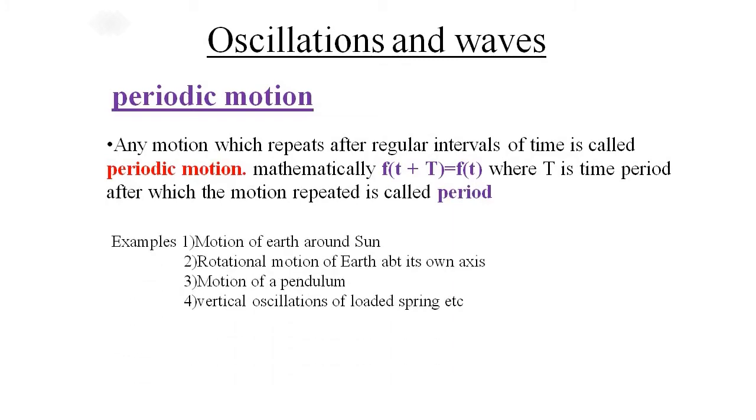Motion of the Earth around the Sun: we know that it takes 365 days, and the motion of the Earth about its own axis takes 24 hours. Then the motion of a pendulum, vertical oscillations of a loaded spring, etc. are some examples of periodic motion.